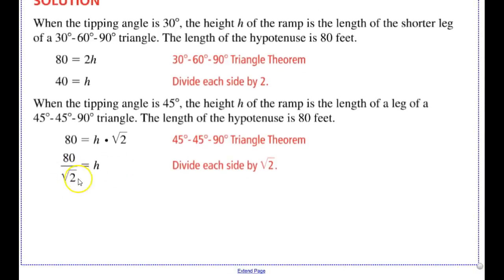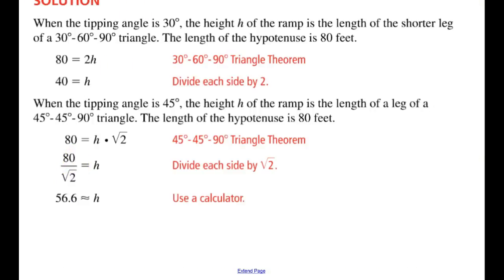I want to simplify because I don't like radicals in the denominator. So I multiply both the numerator and the denominator by the square root of 2, so I end up times the square root of 2 over the square root of 2. This gives me 80 times the square root of 2, because the square root of 2 times the square root of 2 gives me 2. Then I can simplify because I know 80 is divisible by 2, so I end up with 40 times the square root of 2. And that's simplified.